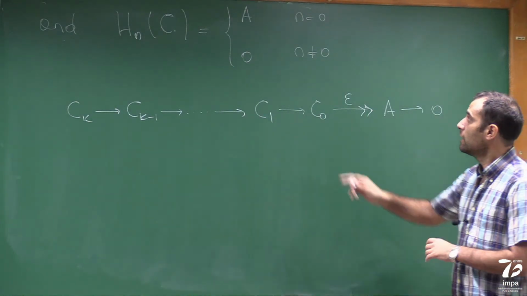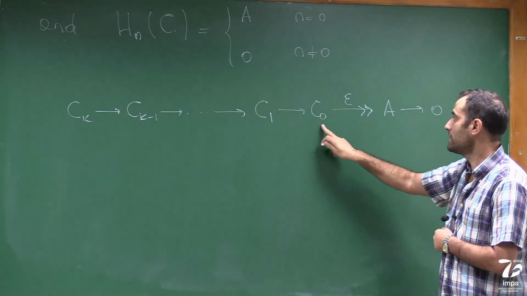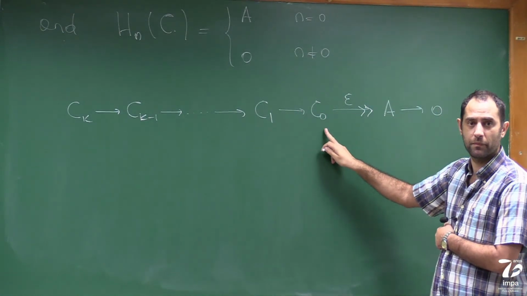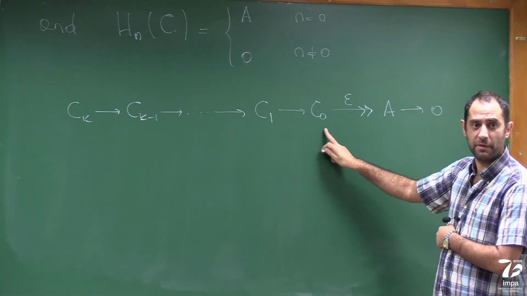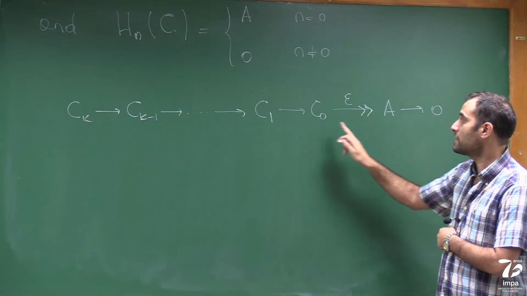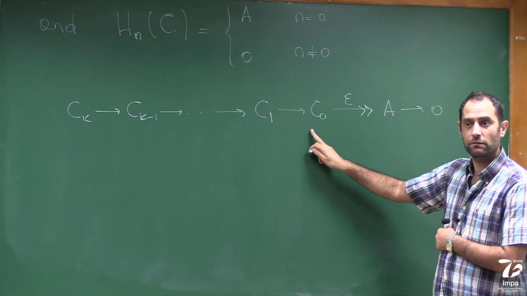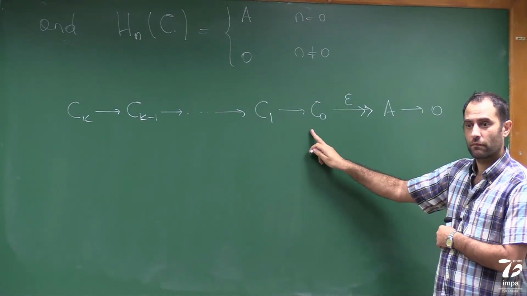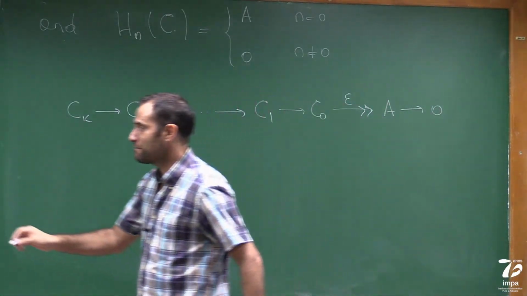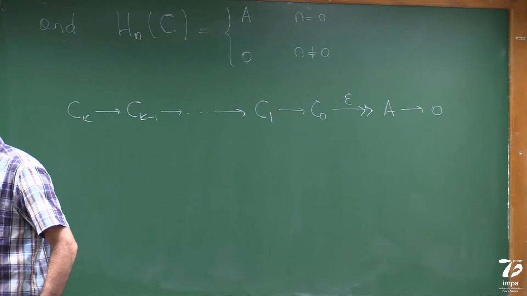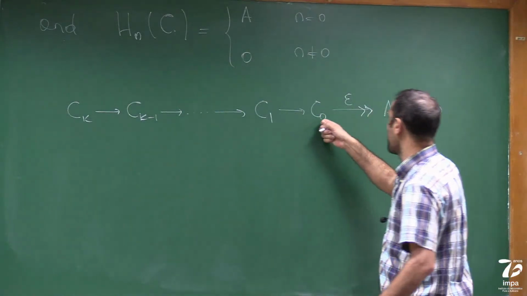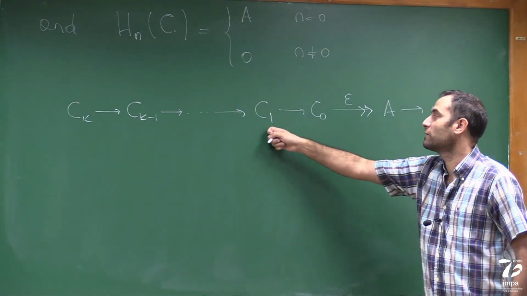On the other hand, the homology in degree 0 is the kernel of this map divided by the image of this map. And I'm declaring that to be isomorphic to A. So that means that now this became exact. I'm sorry, the kernel of this map, which is 0, divided by the image of this map was A. So that means that now the kernel of this map is equal to the image of this map.